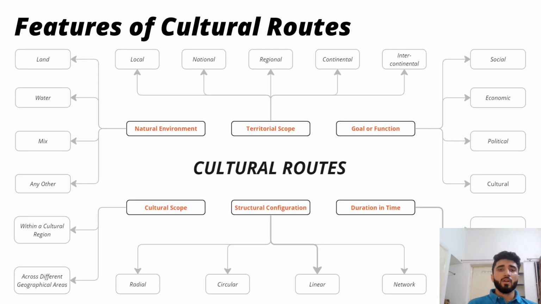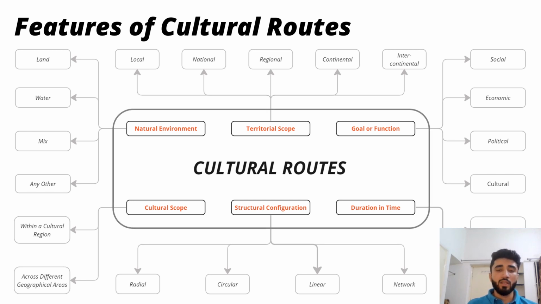Defining the features of cultural roots, they can basically be defined into six different categories that are natural environment, territorial scope, polar function and cultural scope, structural configuration, and duration and time. So these six categories as a whole construct cultural root as a concept.